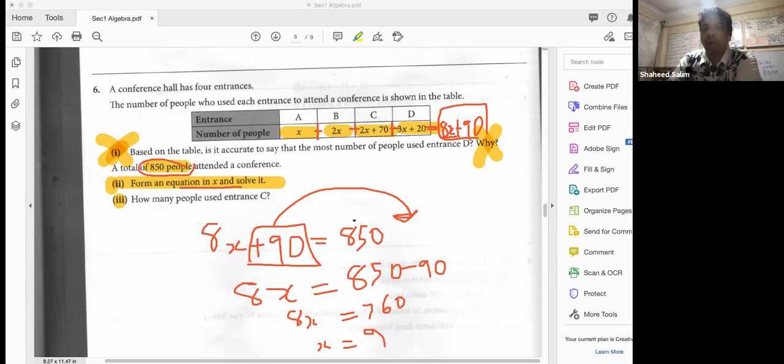95. So now you have to answer the question. Hey, have you answered the question? Let's see. The question is asking how many persons use entrance C. So let us see 2x plus 70. So I do what Raihana does. 2x plus 70. X I put 95 lah down here. X put 95 plus 70. So once you do it, you get 260. Oh yeah, here you got 260.